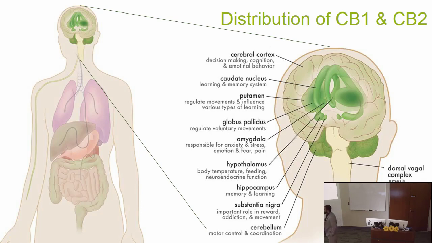CB2, on the other hand, is expressed primarily on white blood cells and inflammatory cells, again, to regulate that inflammatory response.